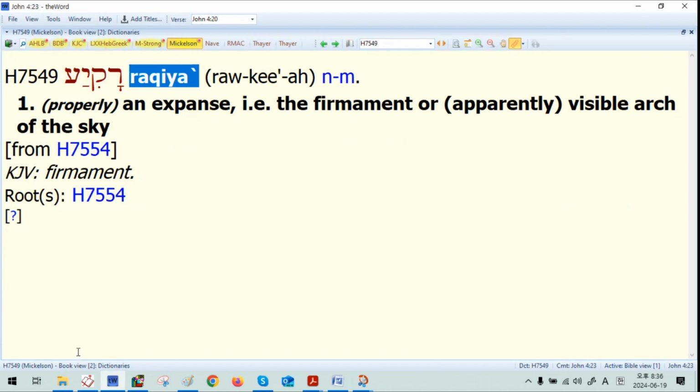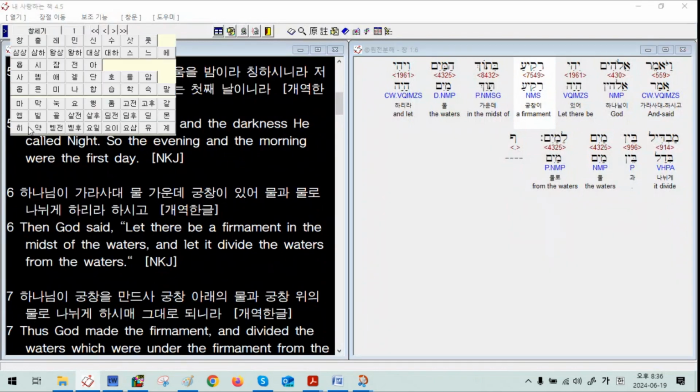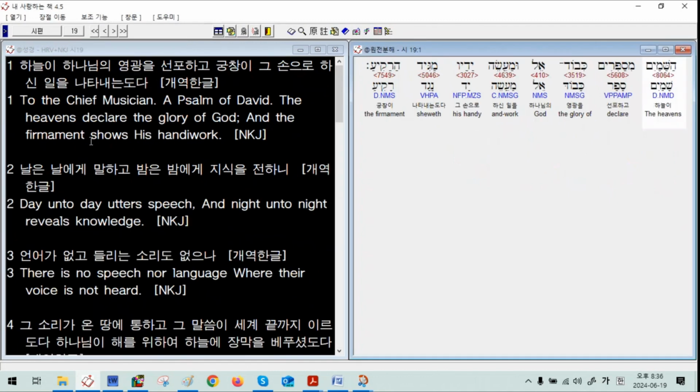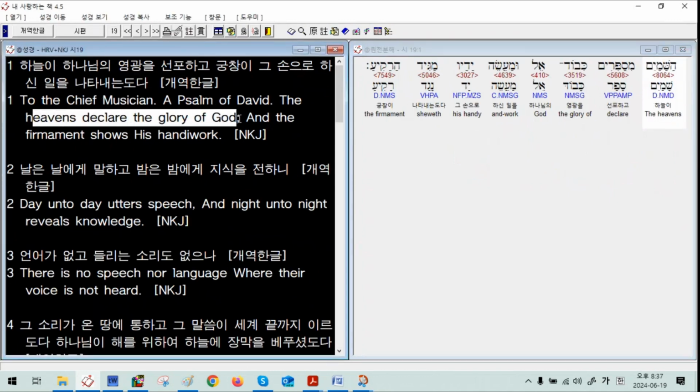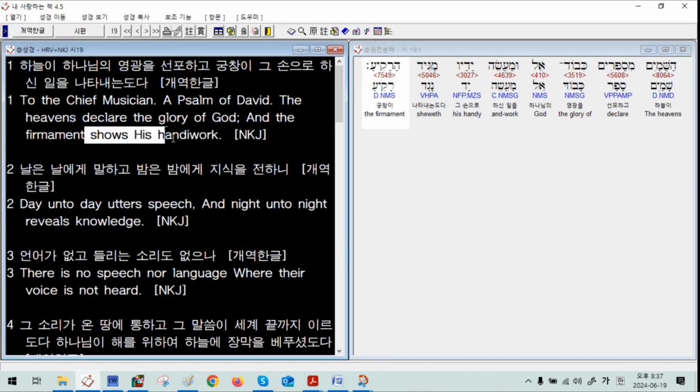Then what is the raqia doing when we're looking at the Bible? When we go to Psalm chapter 19, the heavens declare the glory of God, and the firmament. Firmament is the raqia. Raqia is right here. Raqia shows his handiwork. Raqia is the one who shows God's work.